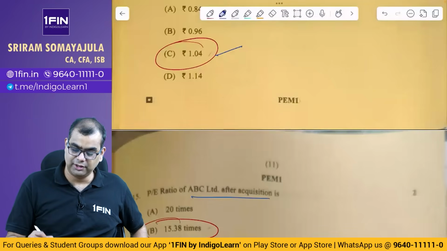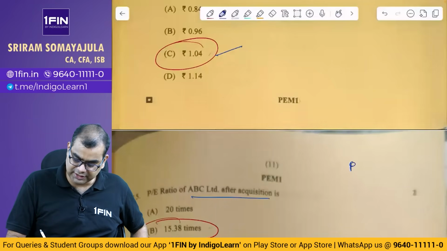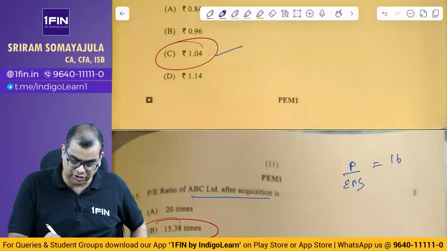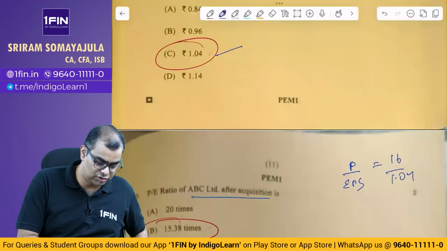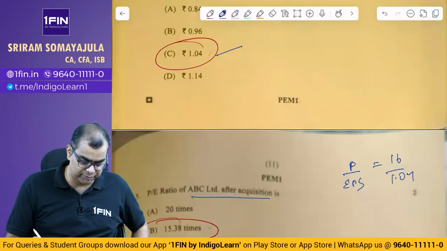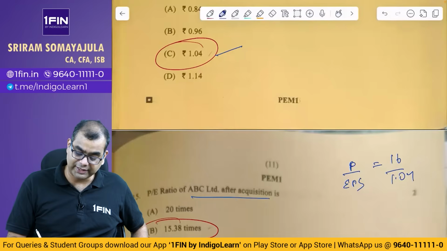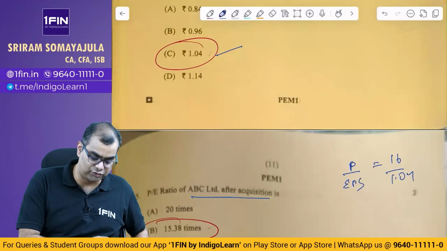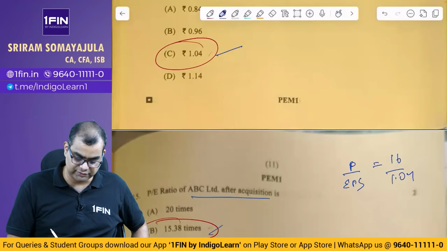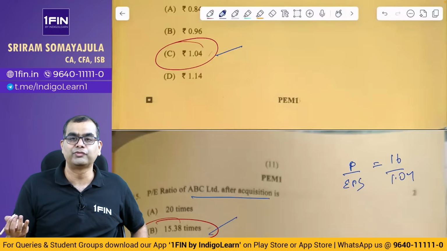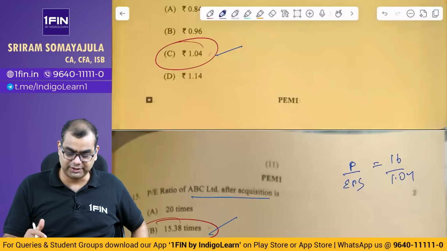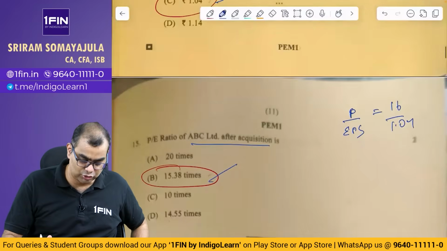What is PE ratio? PE ratio is your price to EPS. What is price? Price they said is already 16. EPS we just now found out, 1.04. So 16 divided by 1.04. You get 15.4545, or if you take the exact number, 16 by 1.04, you will get 15.38. That's all. Over. Super simple, right? We managed to finish everything in such a fast span of time. Now let us move to the next one.